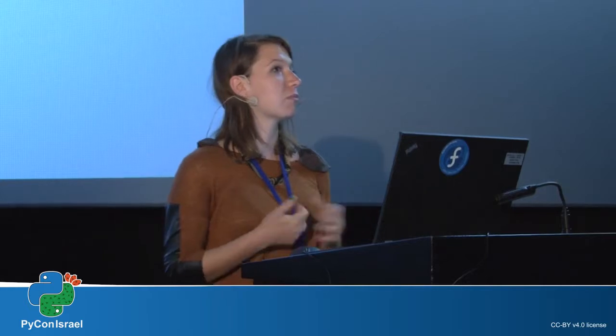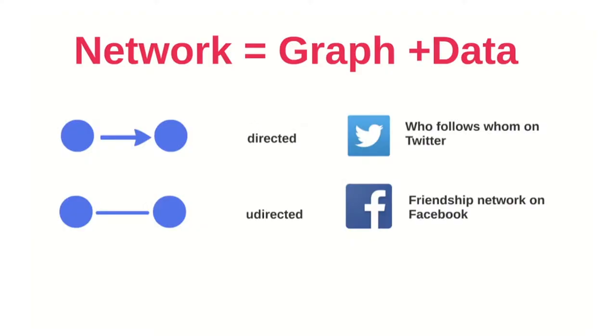So what I'm going to talk about is network science. Who is familiar with networks? Basically, a network, easily said, is a graph with data. They have directed and undirected edges, and we have nodes. Nodes are the dots, and the edges are the links between them. Directed means, for example, on Twitter, who follows whom. It's a directed network, because the information flow is pretty important. And the friendship network on Facebook is an undirected network, which means that the connections are mutual.